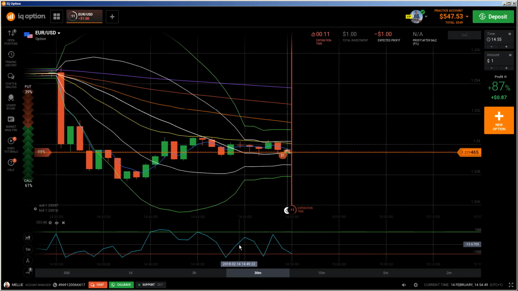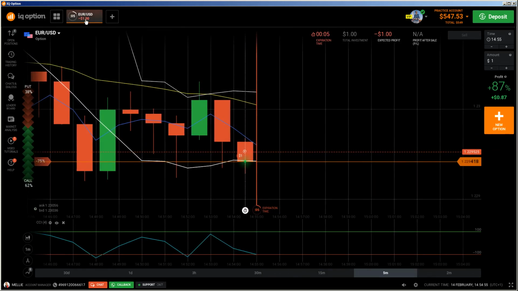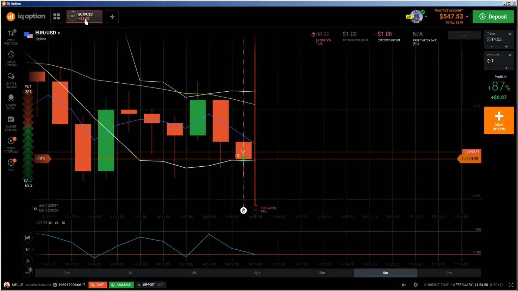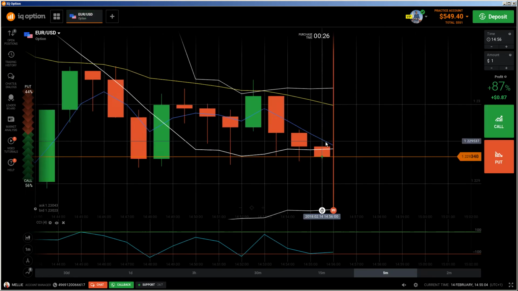I don't know what is happening here, but it's already in the money, and it still shows me that it's not in the money. Maybe there is some kind of problem on IQ Option. Okay, this was in the money, but you have seen how I have used it.